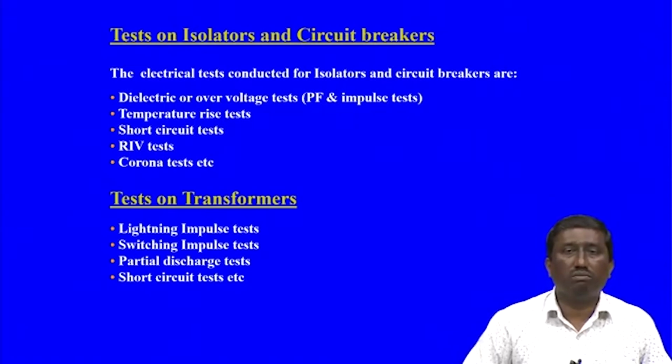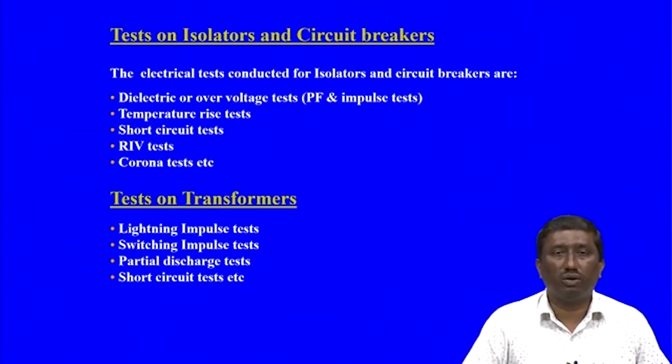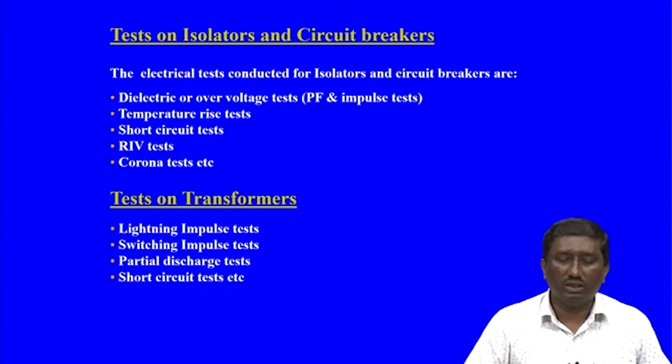So, what are the tests which are normally carried out on isolators and circuit breakers? So, the electrical tests conducted for isolators and circuit breakers are normally classified as dielectric or over voltage tests. Again, these dielectric or over voltage tests are of power frequency and impulse tests. The temperature rise test, this is monitored by applying the suitable voltage where the circuit breaker or an isolator has to be in service, and the rise in temperature is monitored over a specified period.